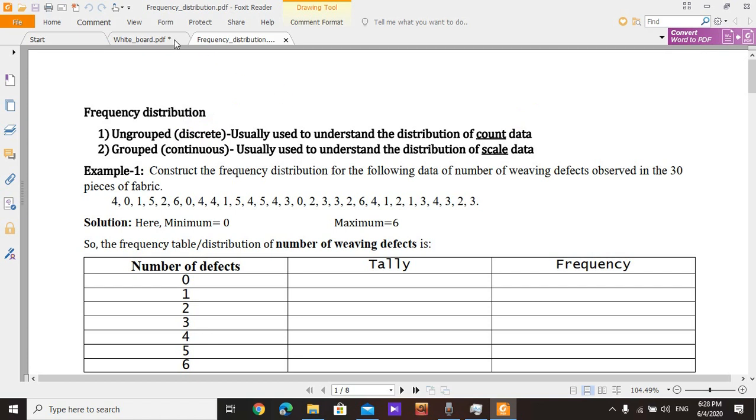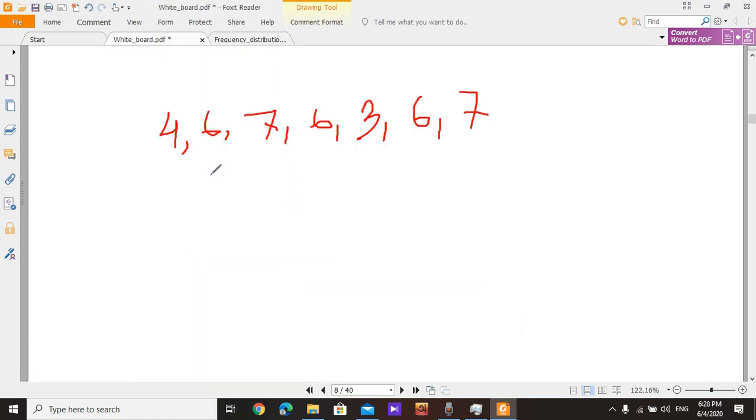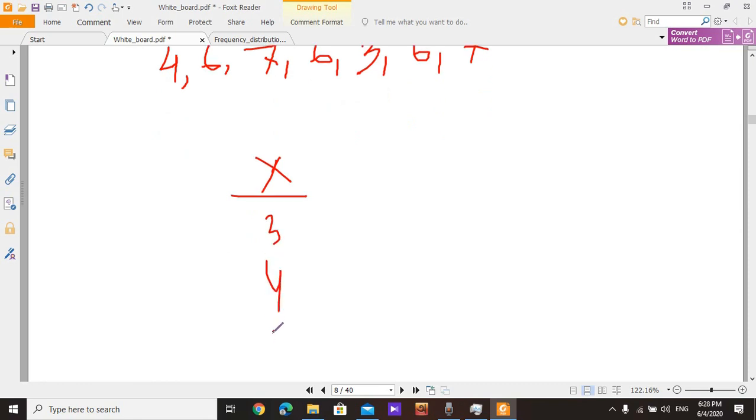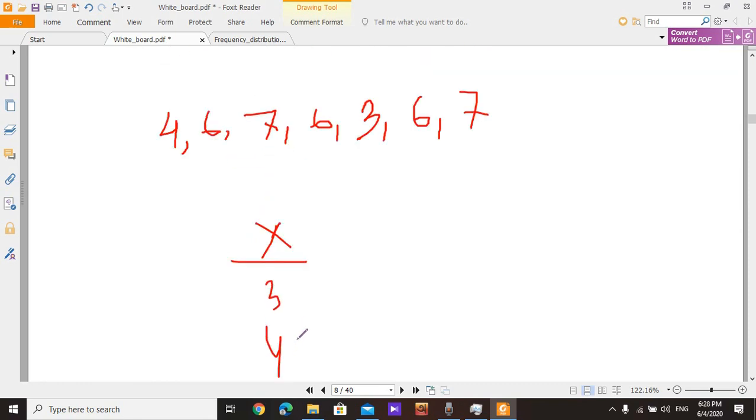So what is frequency? Normally we understand frequency as the number of occurrences of an event, a value, or an observation. For example, say I write some numbers: 4 6 7 6 3 6 7. What is the frequency of 4 or 3? If we label our variable as x, then we have the values 3, 4, 6, 7. So what is the frequency?